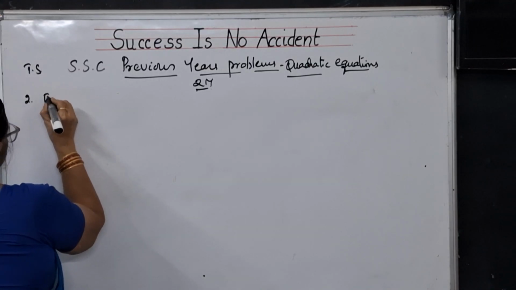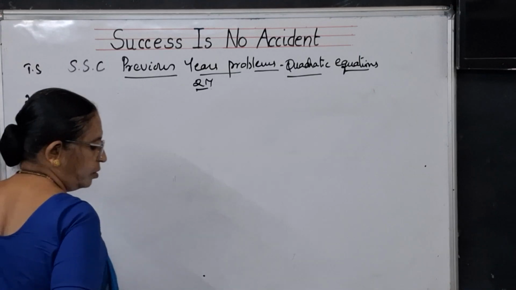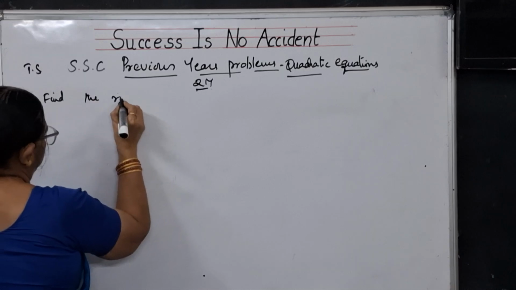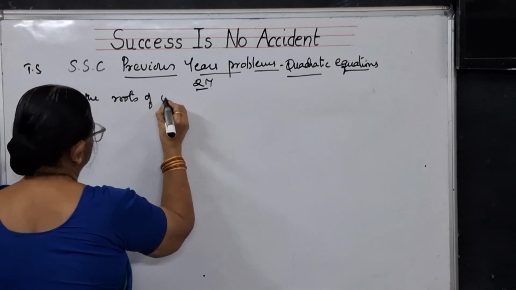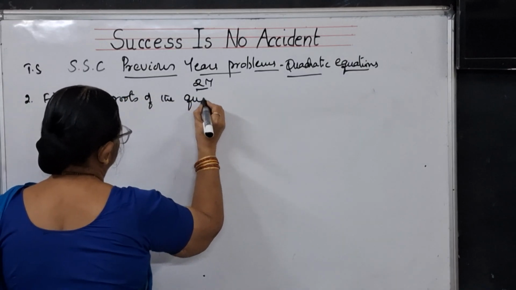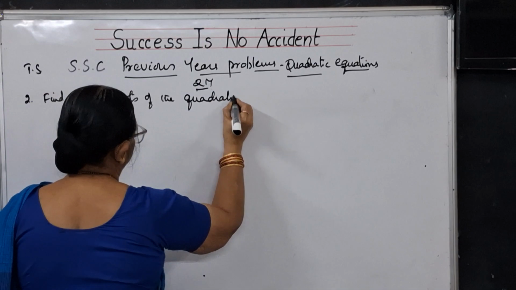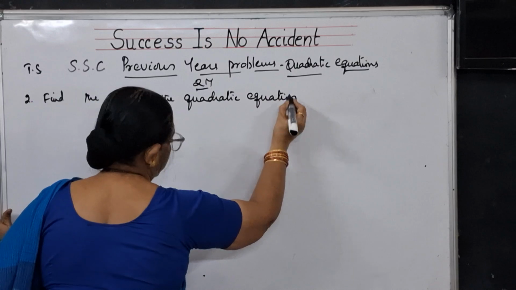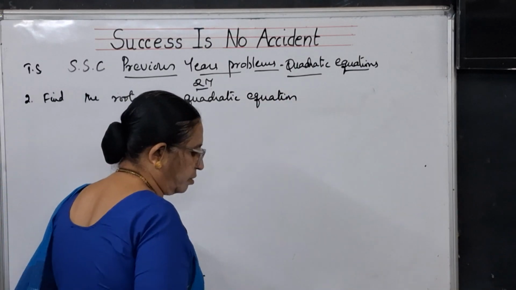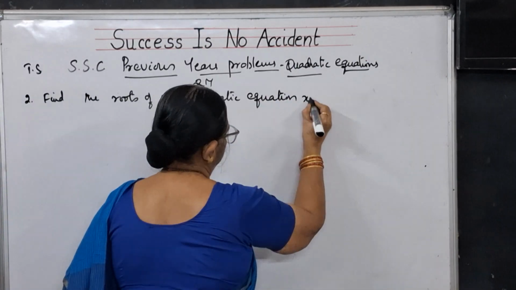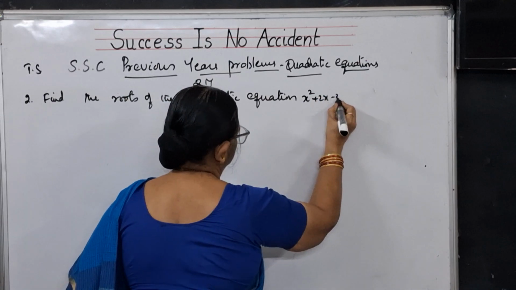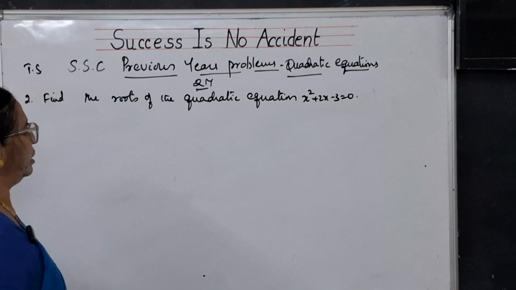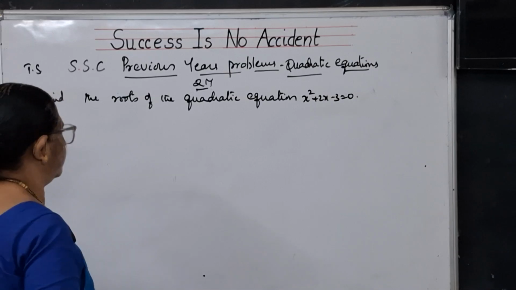Find the roots of the quadratic equation x square plus 2x minus 3 is equal to 0. Roots means you have to split the middle term and find it out.